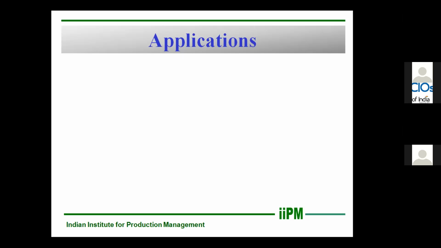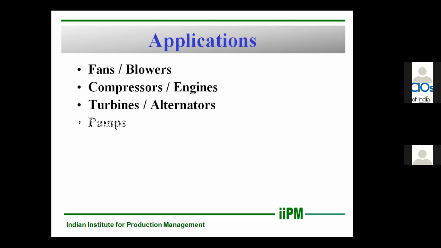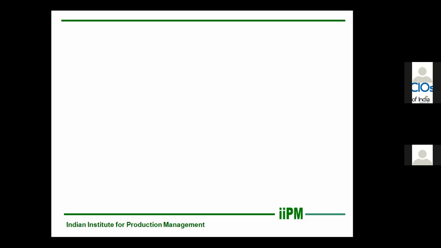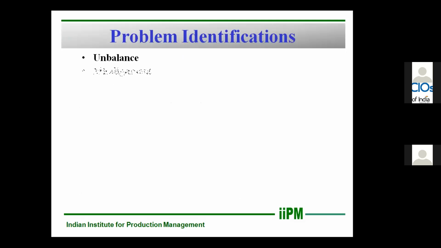Yeah. So where can we apply vibration monitoring? Basically it is meant for rotating machines, but you can also monitor reciprocating machines as well as structure and foundation. You can apply it on fans, blowers, compressors, engines, turbines, alternators, pumps, gearboxes, ball mills, electric motors, and many other items. And what are the problems we can identify?